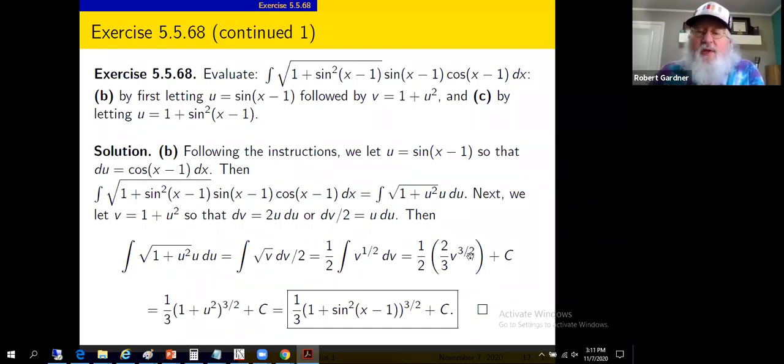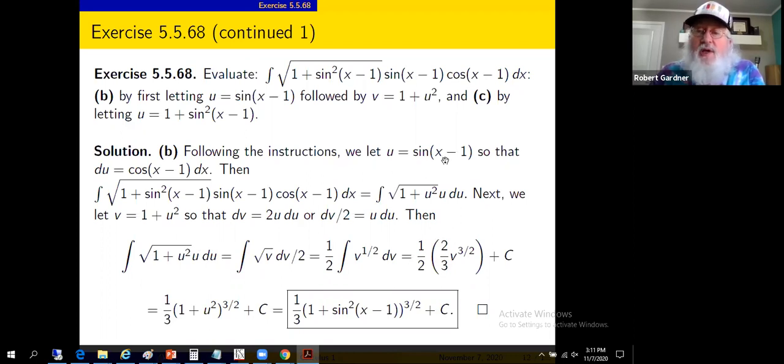Add 1 to the exponent gives us 3/2. Divide by that gives us 2/3. We get some cancellation there, giving us 1/3. V to the 3/2. V is 1 plus u squared, so 1/3, 1 plus u squared to the 3/2, plus a constant. Last step, get rid of the u.